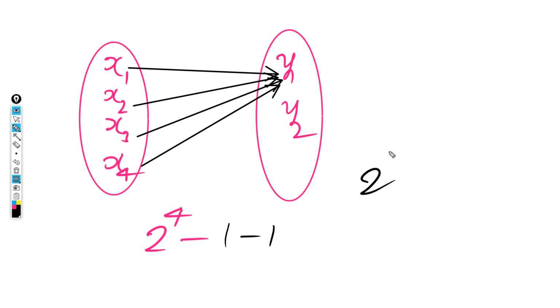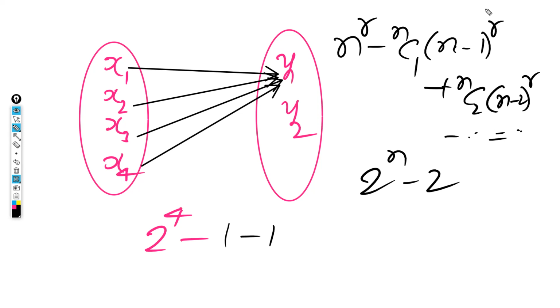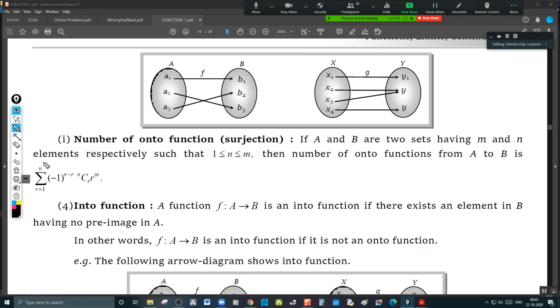2 power n minus 2 if you have only two elements here. So that's what the formula is. Just now I wrote that. I might have given a test in your notebook, if you verify. It is n^r minus nC1 into (n minus 1)^r plus nC2 into (n minus 2)^r minus, and so on. Like this it goes. This is the number of onto functions, very, very important what I'm saying.